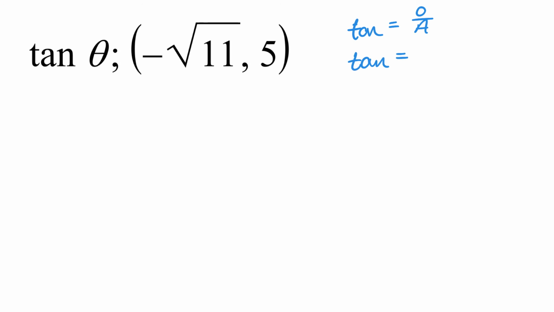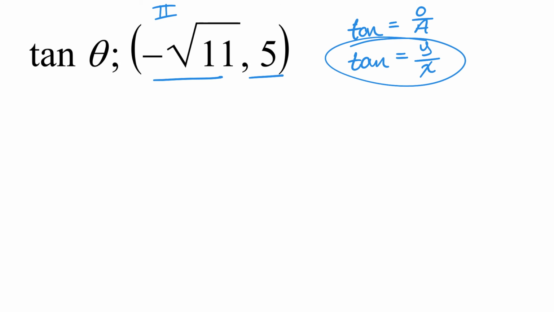Well, here's another thing we told you as well. Tangent, if you look back at your unit circle, is the y value divided by the x value. So we have an x value of negative square root of 11, we have a y value of 5, that's the second quadrant. So if you go back and look at your notes, the tangents in the second quadrant are negative. So make sure you have a negative value here. But here's what we're going to do. We're going to take this trig ratio, y over x. So tangent of our angle is equal to the y value, 5, over the x value, negative square root of 11.